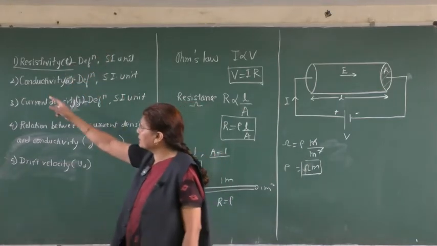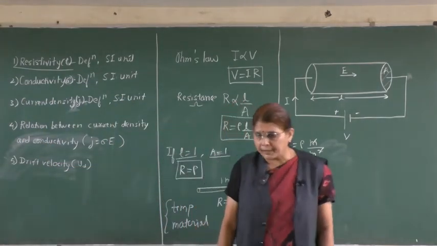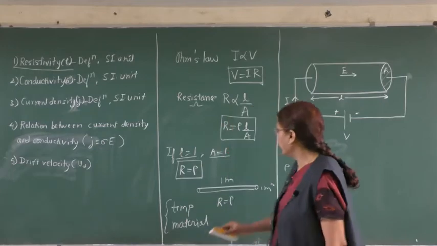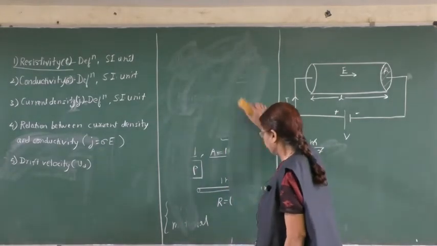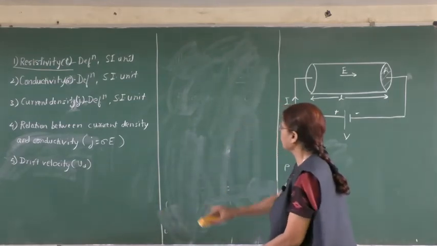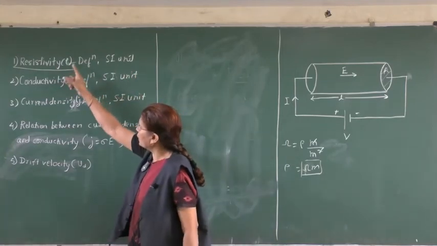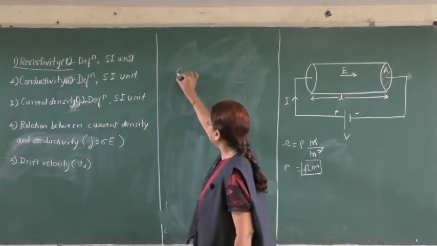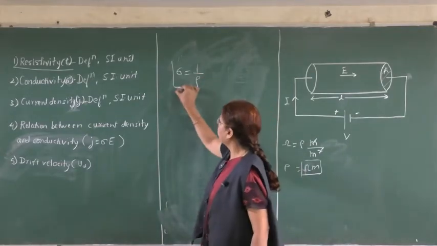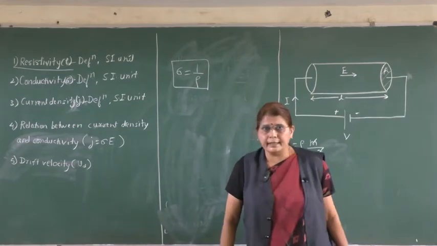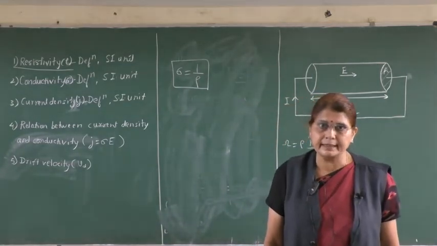Now we shall go to define the second point. The second point I have written as conductivity. A very simple definition of conductivity. The symbols are different: this is rho and this is sigma. Conductivity sigma is equal to 1 upon rho. So conductivity is nothing but the reciprocal of resistivity. 1 upon resistivity is nothing but conductivity.